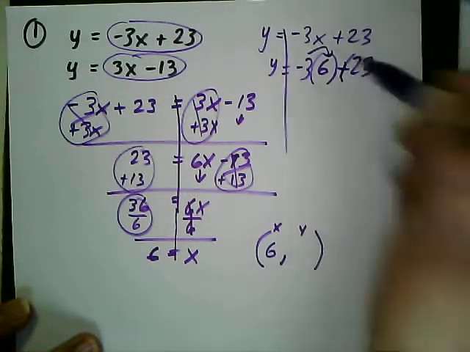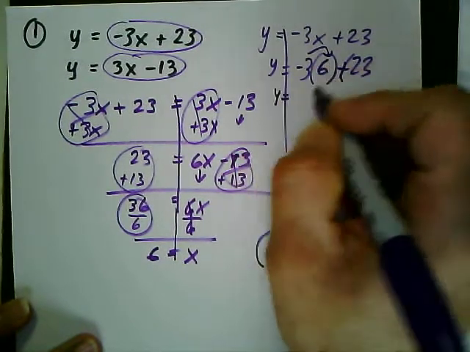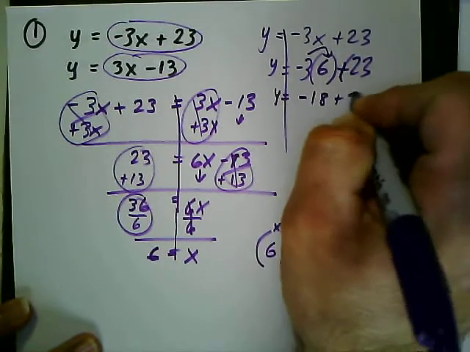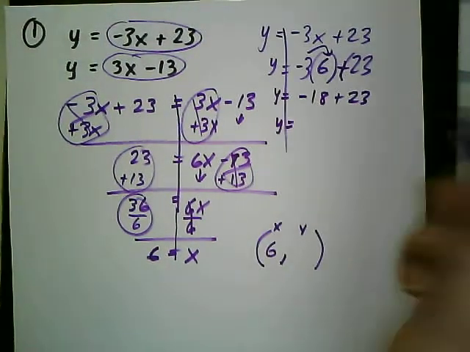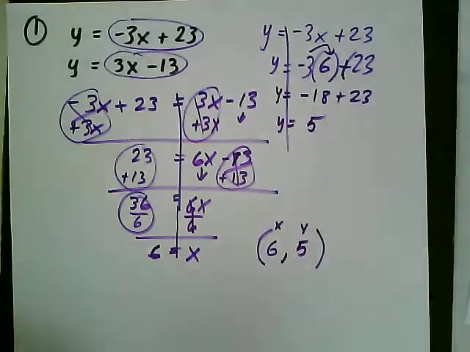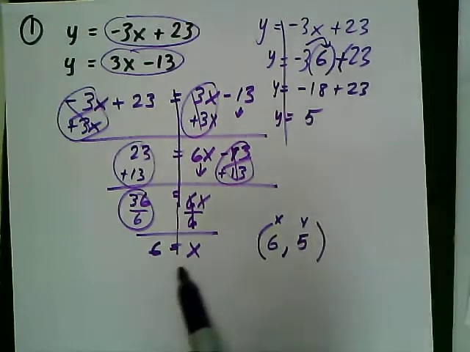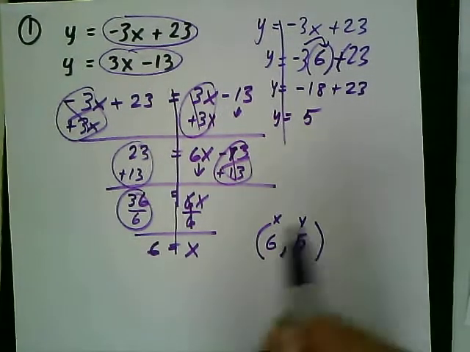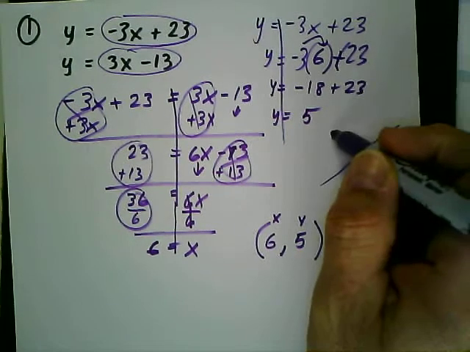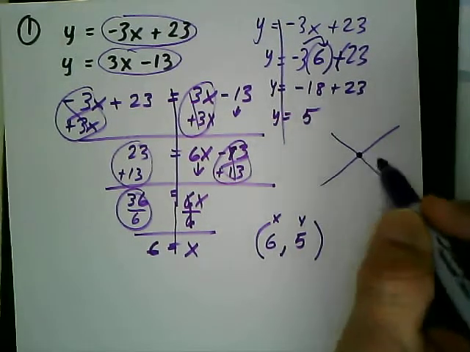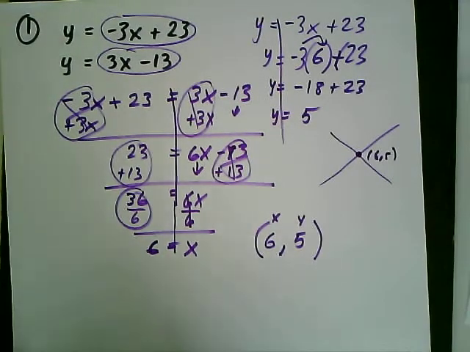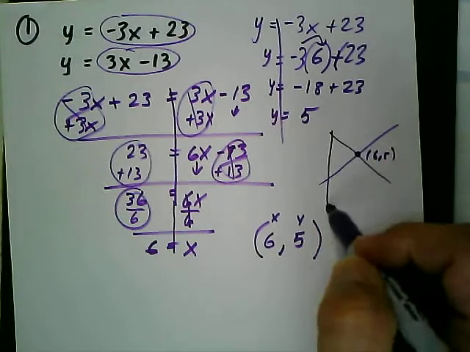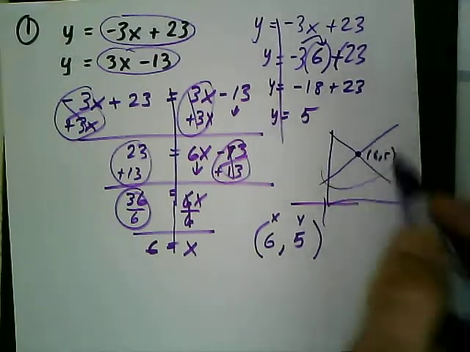Negative 3 times 6 is negative 18. And negative 18 plus 23 is going to give me 5. And that's our answer. Because we have what y is, we have what x is, and bam. That's our solution point. That's where those two lines are going to end up intersecting each other, and that coordinate point would be this 6, 5 coordinate point, okay? Somewhere up in here on our graph, right? Somewhere up in that quadrant.